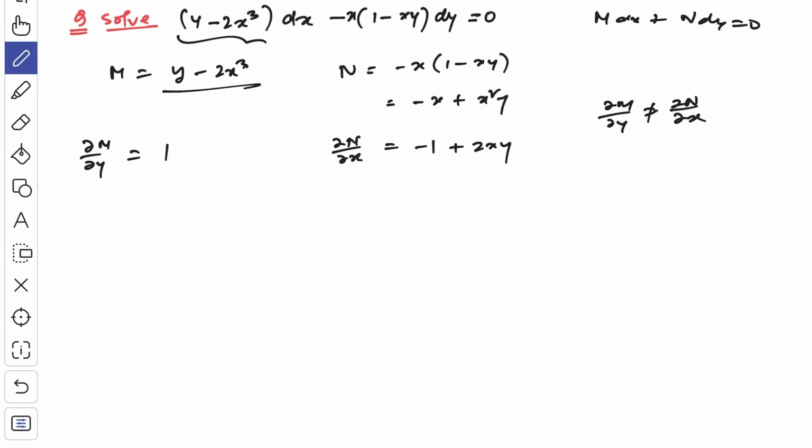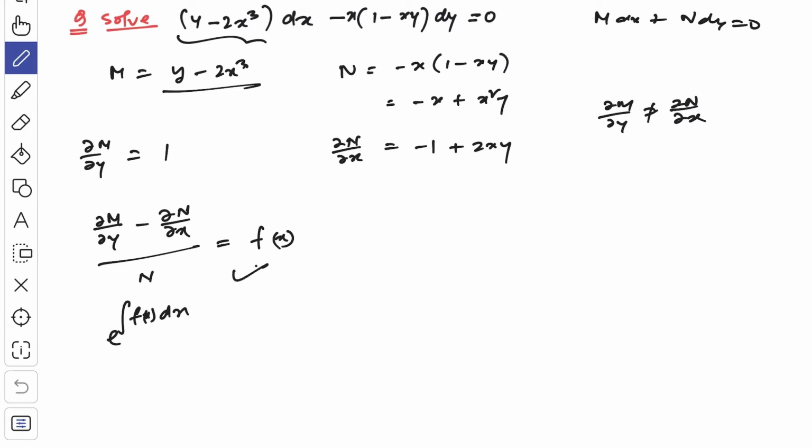So we have to find ∂M/∂y minus ∂N/∂x, and divide this by N. If it can be expressed as a function f of x, then we find the integrating factor as e to the power integration f of x dx, isn't it? And this is rule 1.